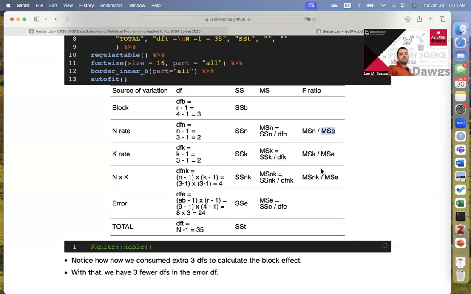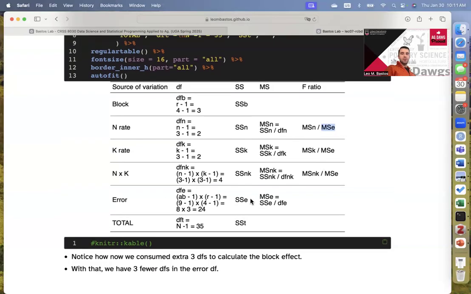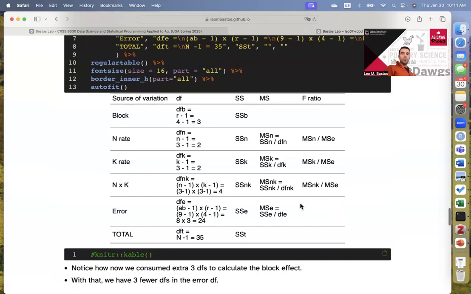Let me make sure I don't confuse you on my thinking here. For the error, we want MSE to be smaller. This MSE, which is in the denominator of this equation for all of these effects, should be small. We want small variability in your error. There are two ways we can do that, just mathematically thinking. One way is to have very little variability left unexplained by our model.